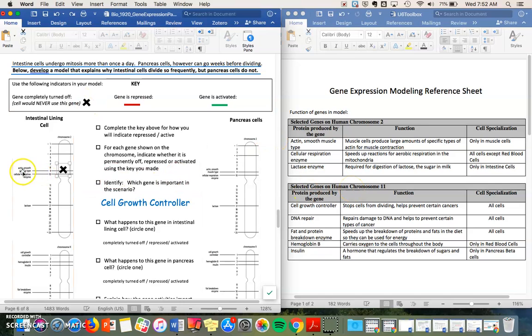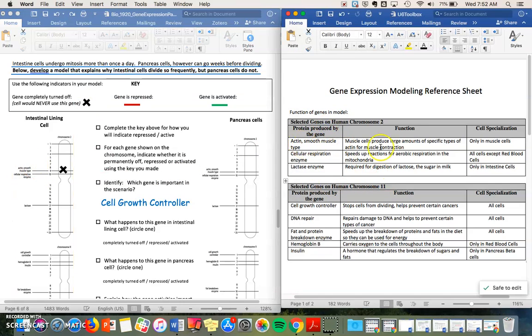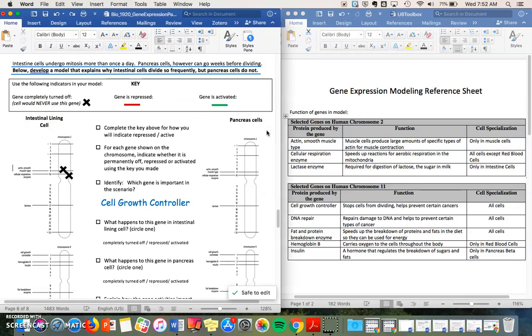How do I know this? Because it says actin, so I'm going to go to my reference sheet right here, and it looks like actin is only in muscle cells, and this is an intestine cell, and this is a pancreas cell. So that means in both of these, it's going to be turned off.